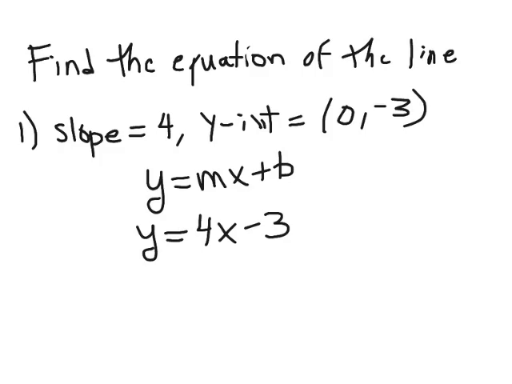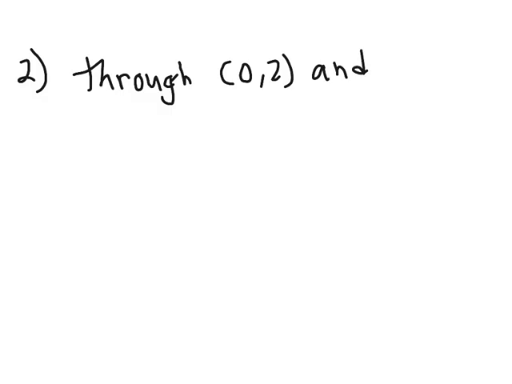Alright, so same directions, find the equation of the line, problem 2, through (0, 2) and (5, -1). Okay, so this time I've given you 2 points. Now it turns out one of the points I've given you is very important. This one. That one you should recognize. That one happens to be the y-intercept. You know it's the y-intercept because it's (0, 2). Anytime you have (0, something), you've been given the y-intercept.